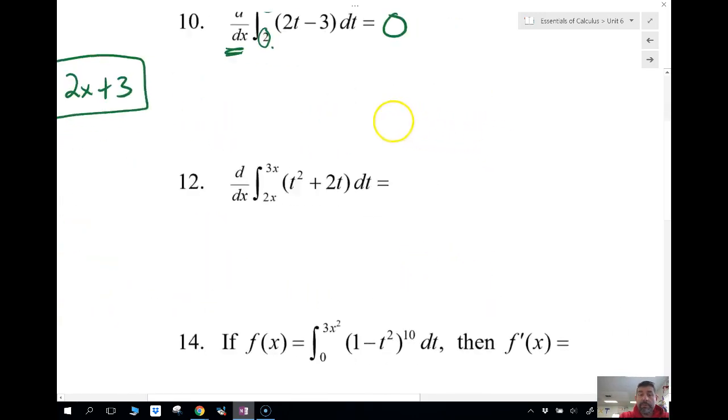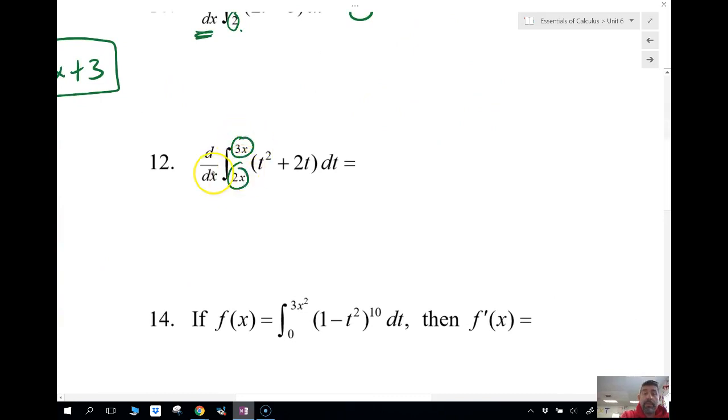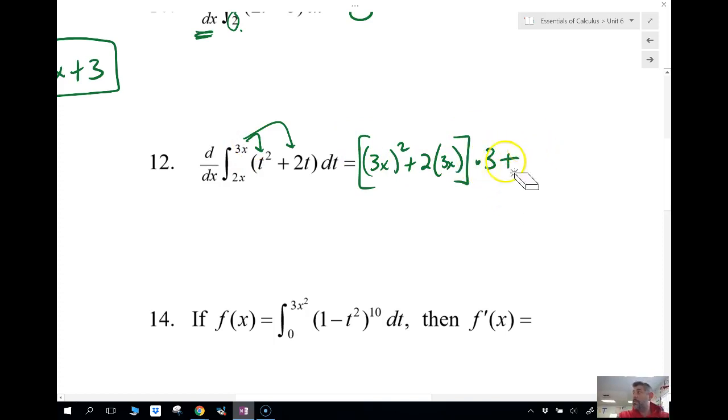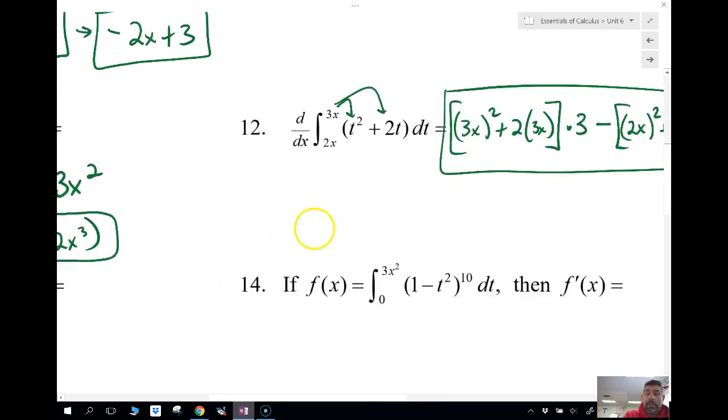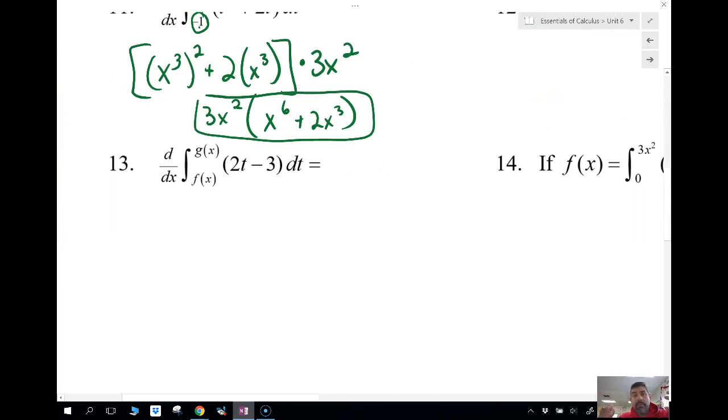Let's take a look at 12. So again, we have 2 of them now that we have to deal with. So we're going to plug this in here. We're going to have 3x squared plus 2 times 3x. And we're going to multiply all of that by the derivative of 3x, which is 3, minus, then we're going to plug in 2x times the derivative of that 2x, which is 2. Okay? I'm going to leave it like this. If you wanted to, you could simplify it, but we're just going to leave it like that for now, just to give you the idea of what we're doing with the second fundamental theorem of calculus.